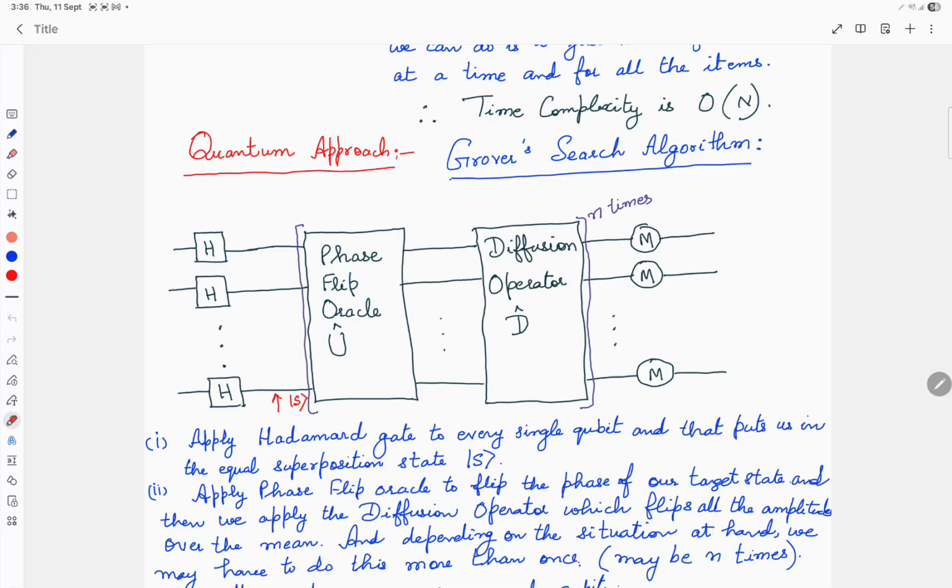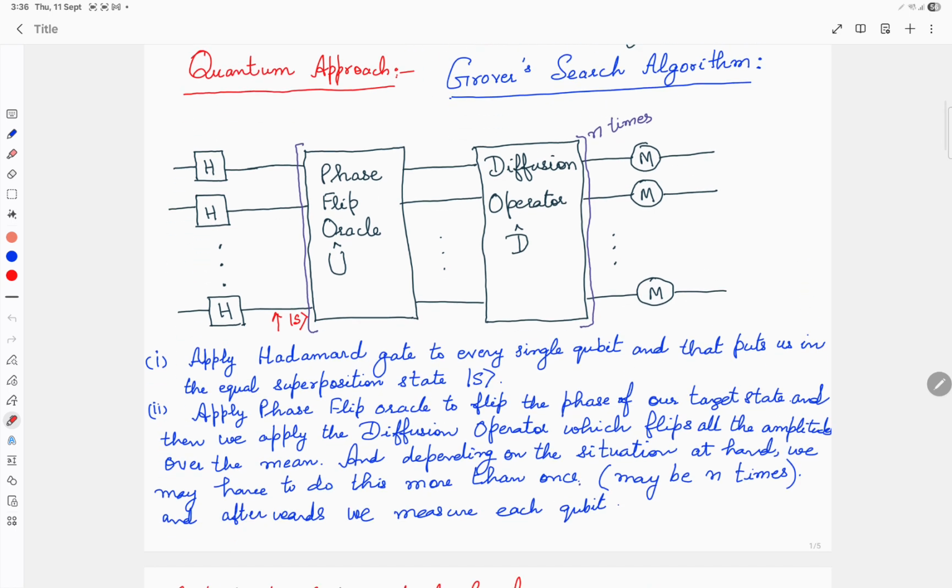Now, the various steps for the Grover search algorithm include: the first step is the equal superposition of the initial state using the Hadamard gates, and at this time we obtain the ket s state. Ket s state is an equal superposition state that we get after the application of the Hadamard gate to every single qubit. After we obtain the equal superposition state, we apply the phase flip oracle. The phase flip oracle will flip the phase of the target state, and after the phase flip oracle, we apply the diffusion operator. The diffusion operator will flip all the amplitudes over the mean.